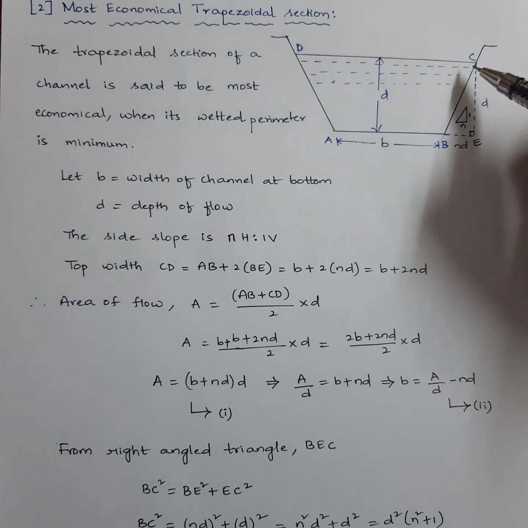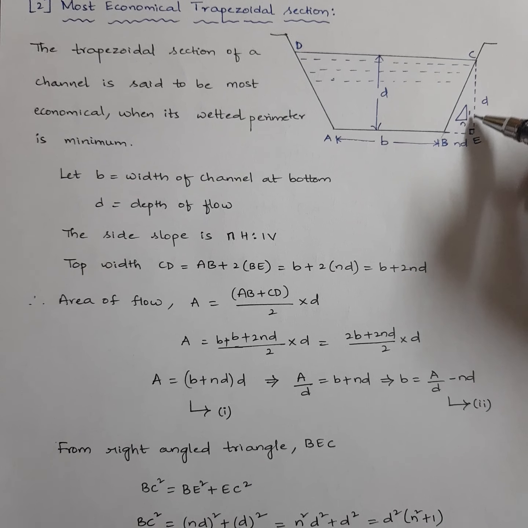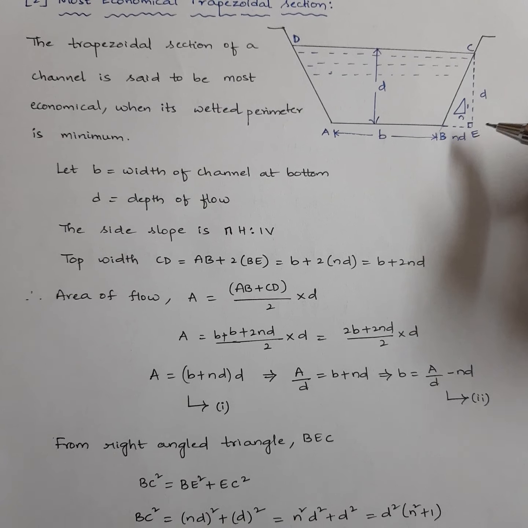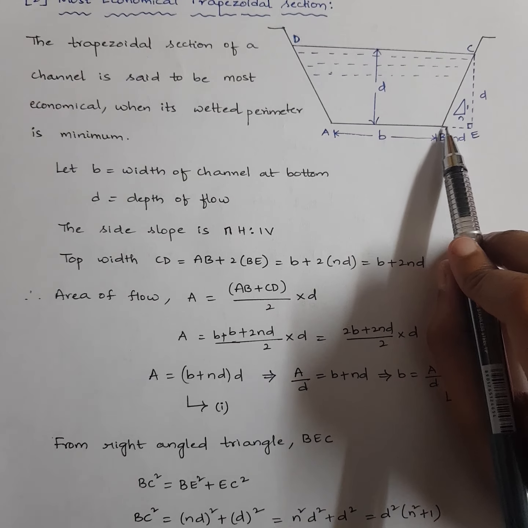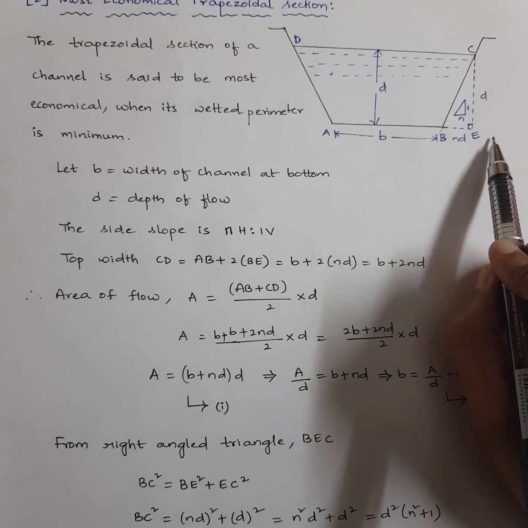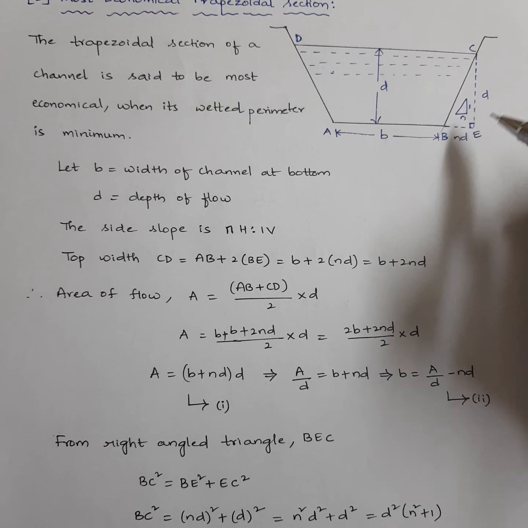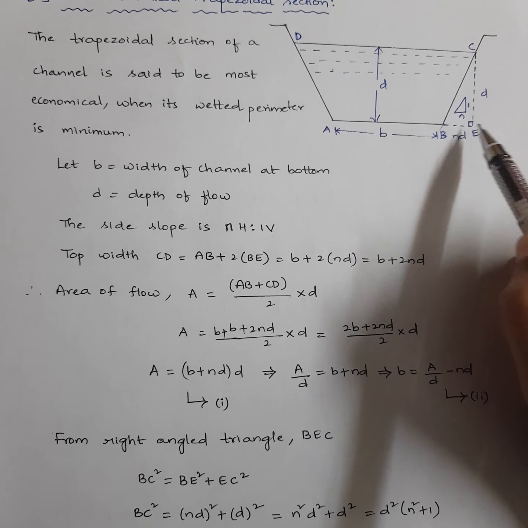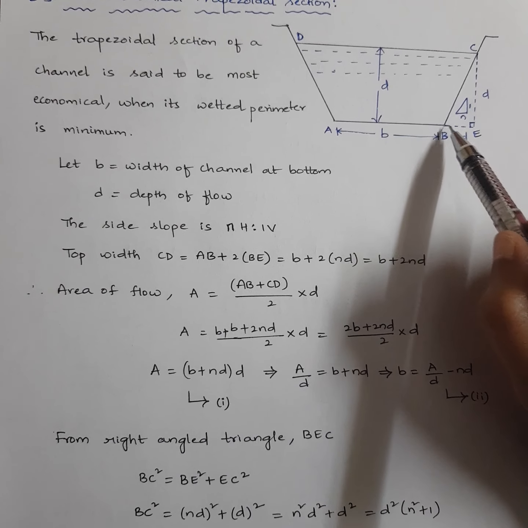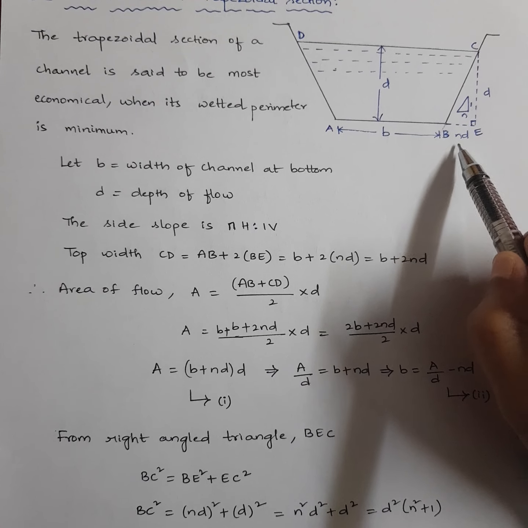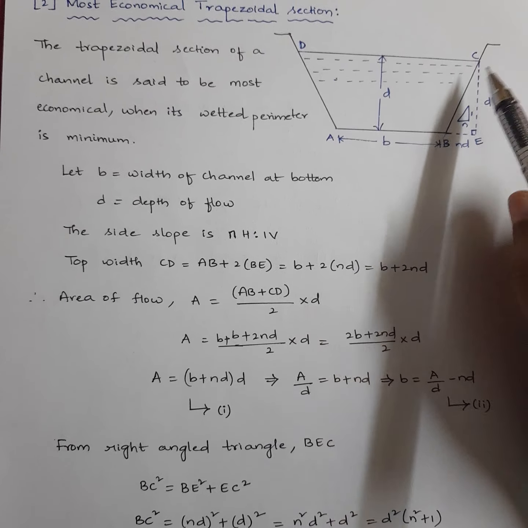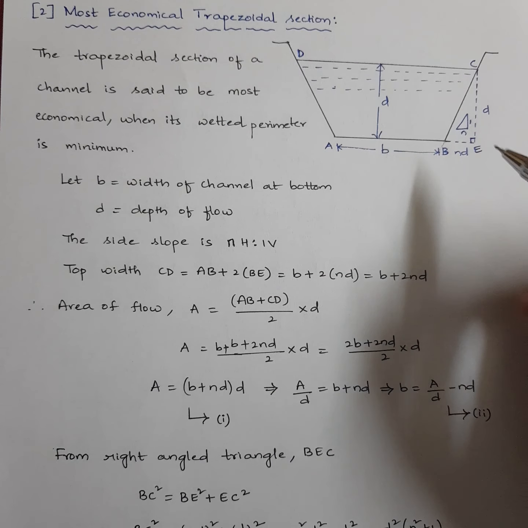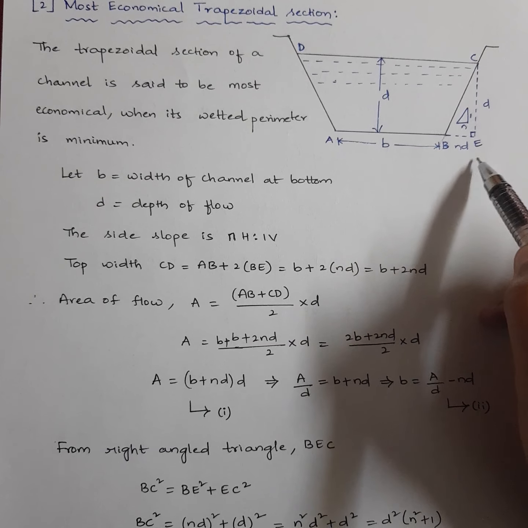So what I'll do is, from C I will drop a perpendicular. You know what a perpendicular is, right? So I'll just drop a vertical line downwards, and from B I will draw a horizontal line. From C I am dropping a perpendicular, from B I will draw a horizontal line. Now obviously both will meet at some point, right? Let that point be E, and this distance BE is given by the formula n into D, I mean the given side slope into depth of flow. That's the standard formula. So this BE will be equal to n into D.